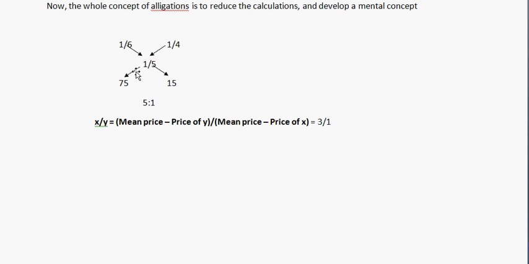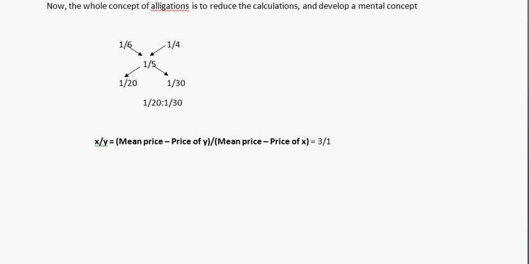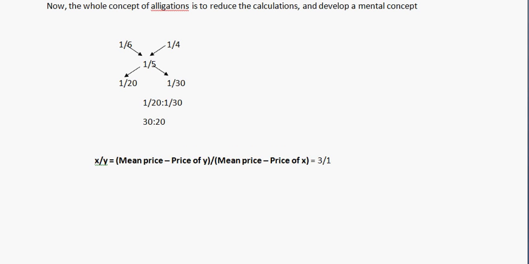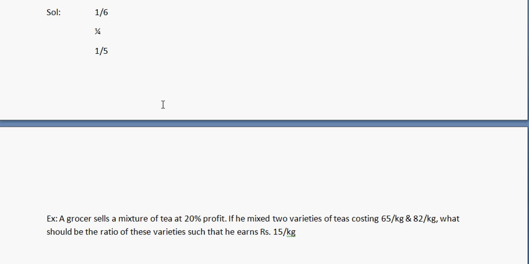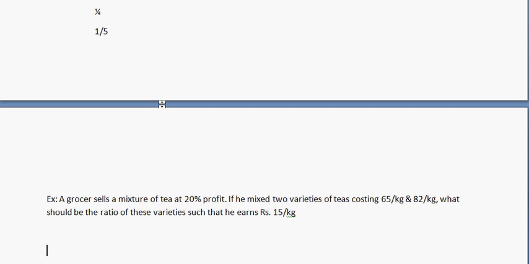Now when we subtract 1/4 from 1/5, we would get 1/20. And here we would get 1/30. So the ratio would be 1/20 to 1/30, and it would be reduced to 30:20. If you reduce it, it can further be reduced to 3:2. So this would be our resultant. So these are simple questions. They are very much likely in our CSAT exam.